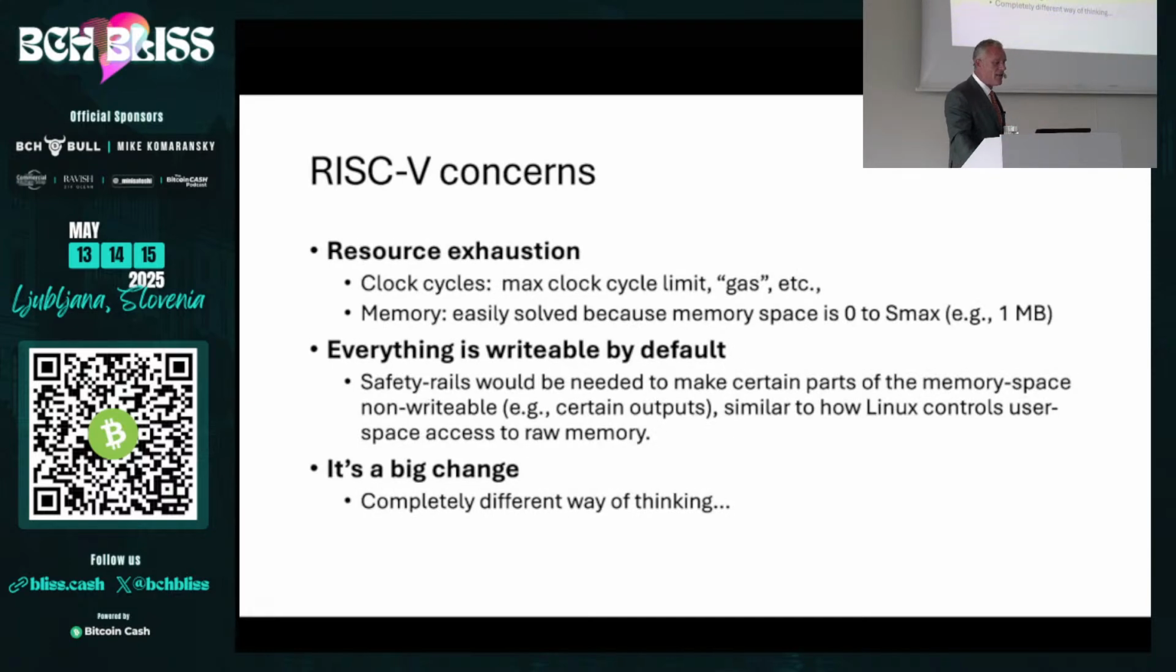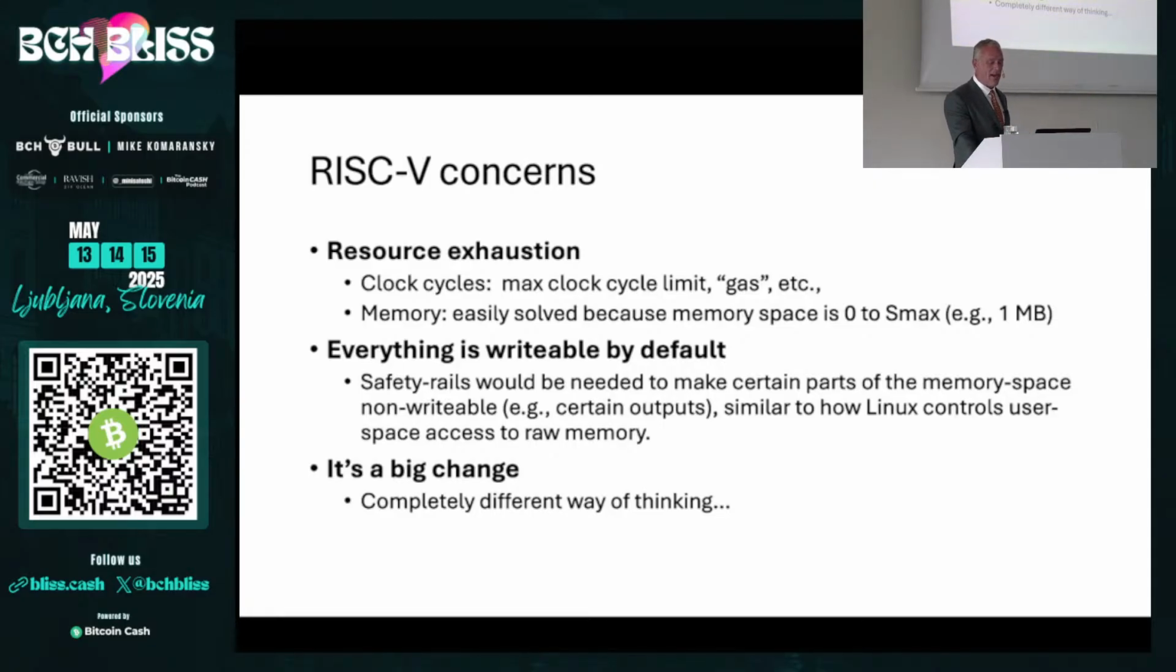Some RISC-V concerns. There's resource exhaustion. For instance, you need some way to limit max clock cycles, like a gas or some other mechanism. So this is like a solved problem now, I would say. Memory, that's already solved because you just have a physical 1 megabyte of memory. If a smart contract accesses more, it's invalid. So those are, I think, fairly easy to fix.